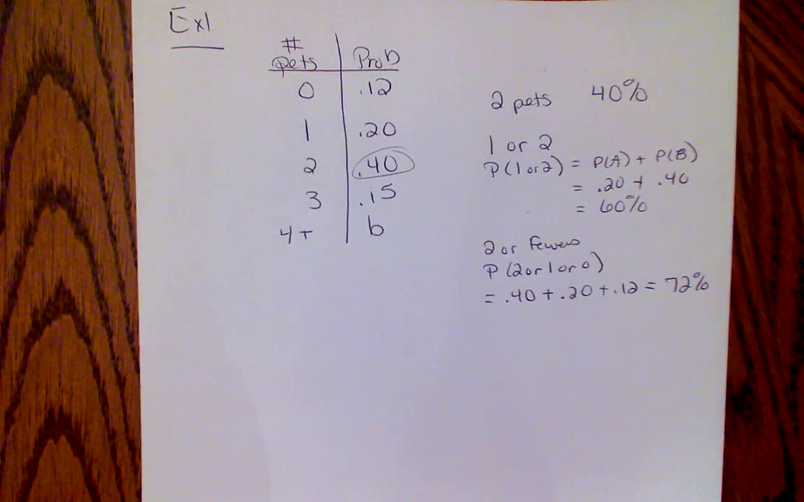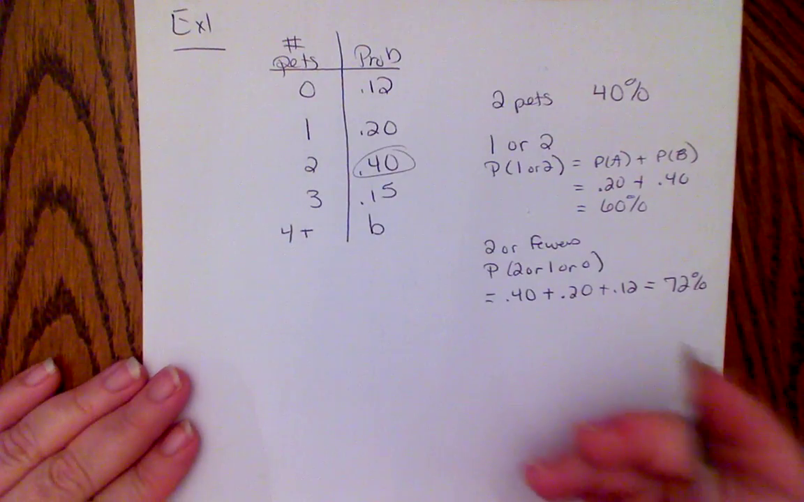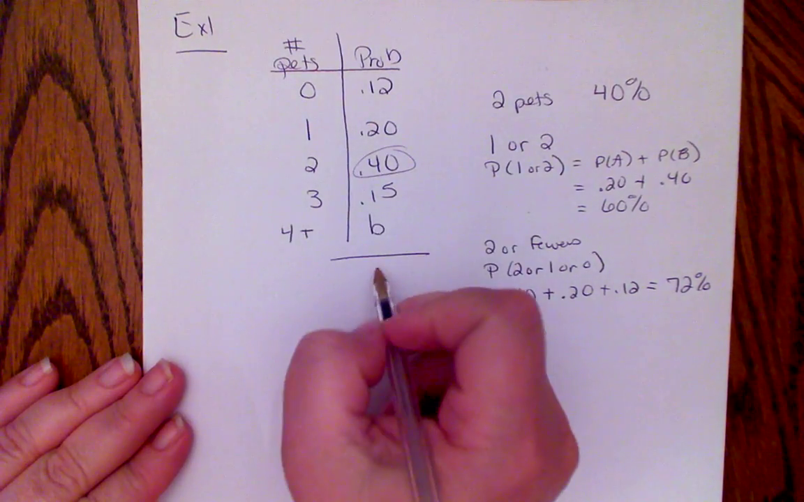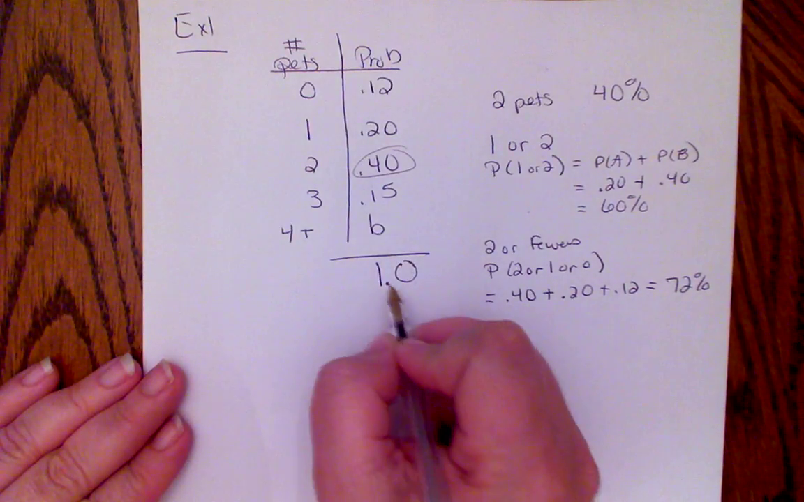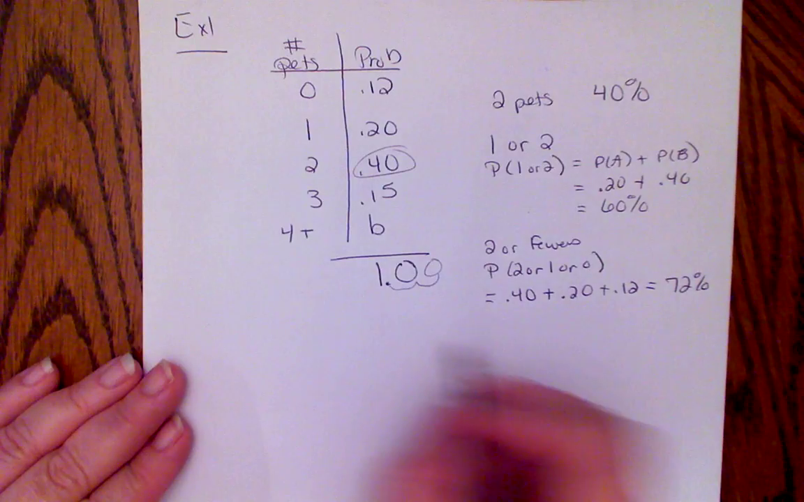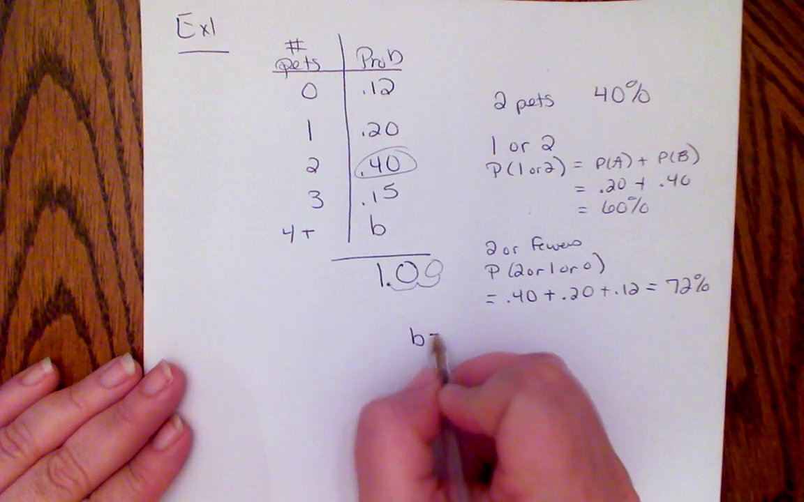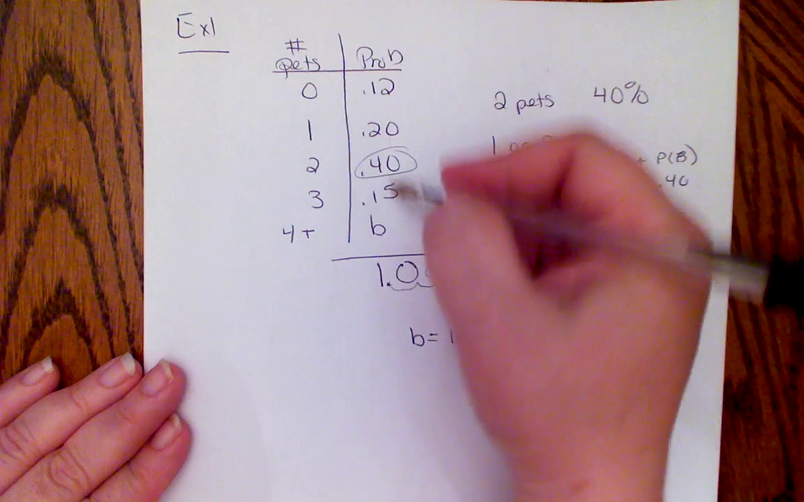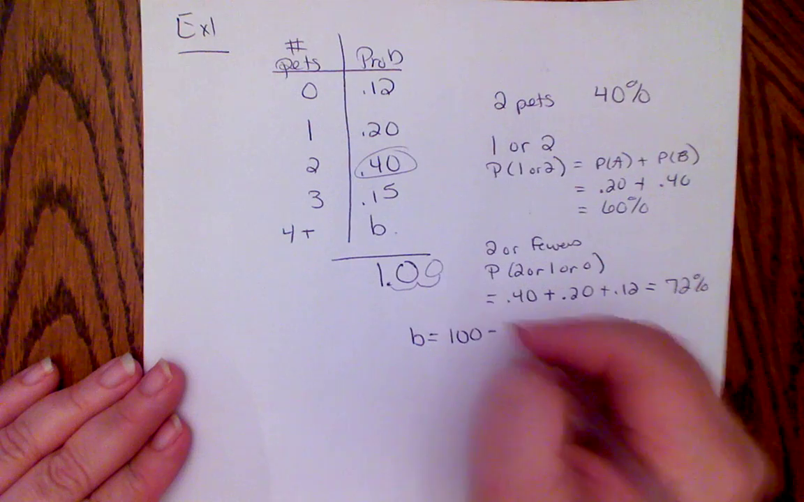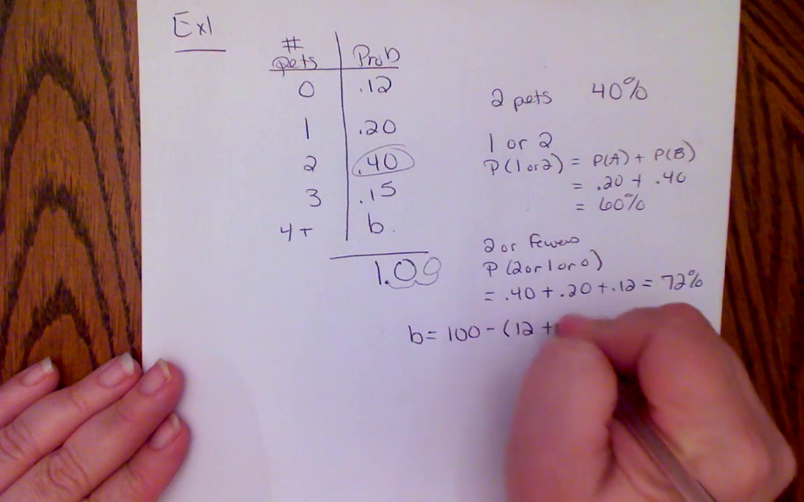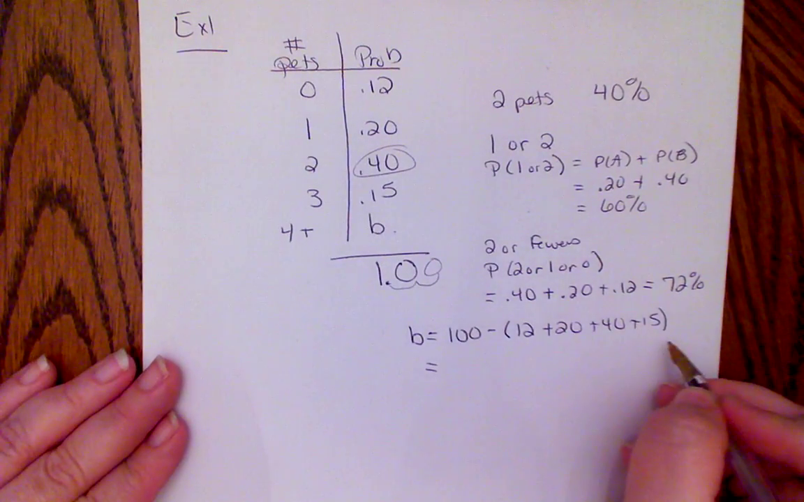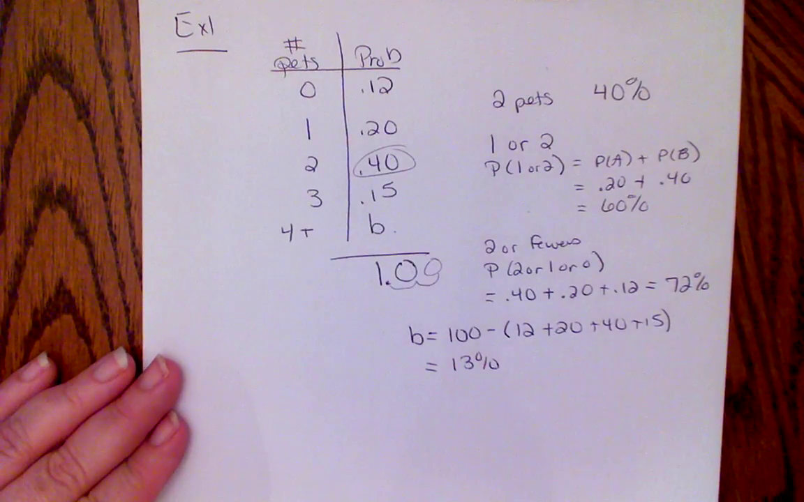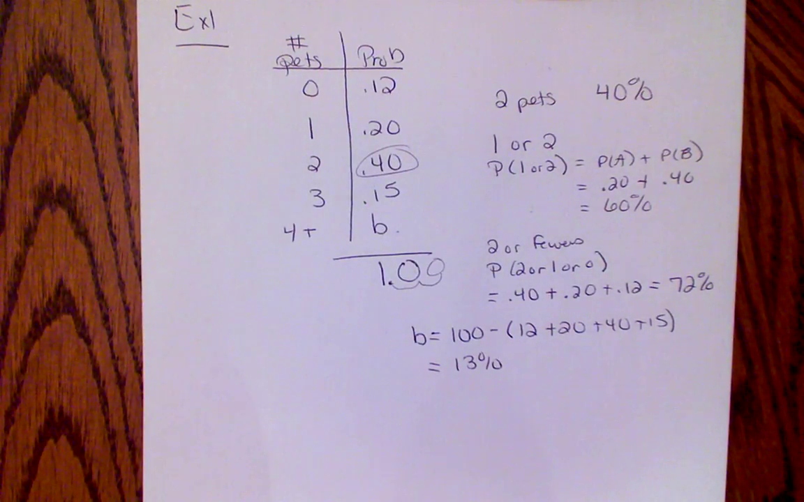All right, and then what's the probability of B? 4 or more pets. Well, remember, this is supposed to equal 100%. And again, as a decimal, that would be 1, but moving the decimal would be 100%. So what I'm going to do is simply come right here, and B is going to be equal to 100% minus all the ones that we already know, because we know everything but one value. So it's going to be minus 12 plus 20 plus 40 plus 15. So 100 minus all that is going to give us 13%. So only 13% of students have 4 or more pets.